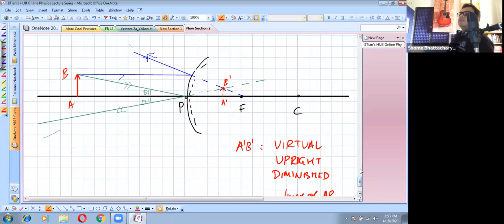Okay. Now, of course, we can draw the other rays also and show that they will also intersect at the point B prime only. I'll do that also just as a reference, but that's not the point. That's not really necessary here.